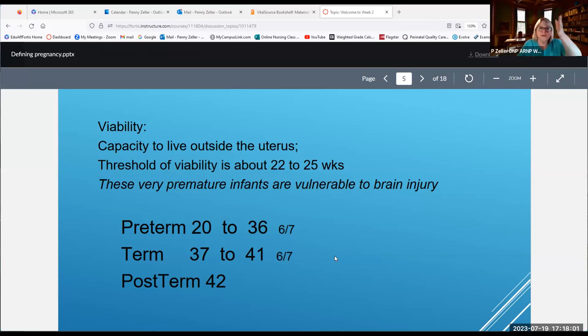A baby delivered 37 weeks to 41 weeks and 6 days in that time span is considered a full-term baby, or a term baby. And then a baby delivered at 42 weeks and later is considered post-term, and they're high risk. There's hardly any amniotic fluid anymore. The baby is getting old. All kinds of problems with post-term.